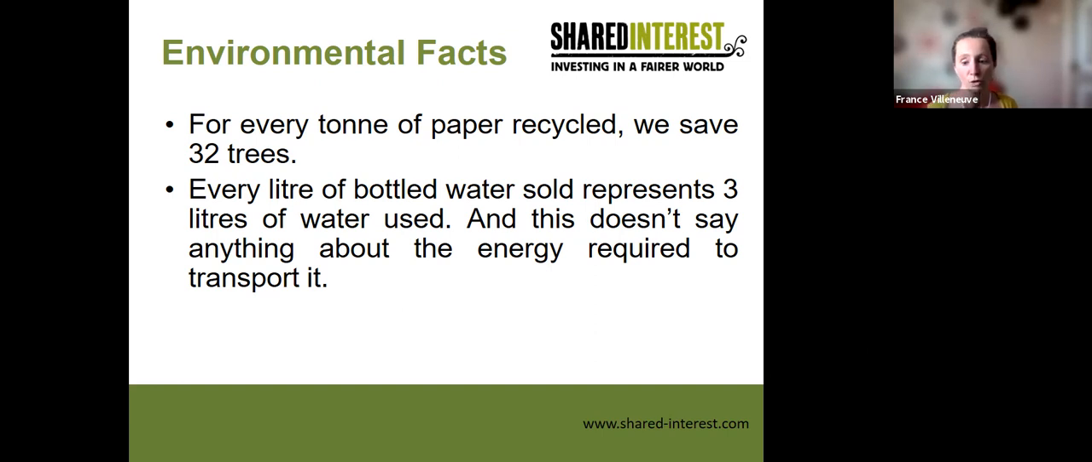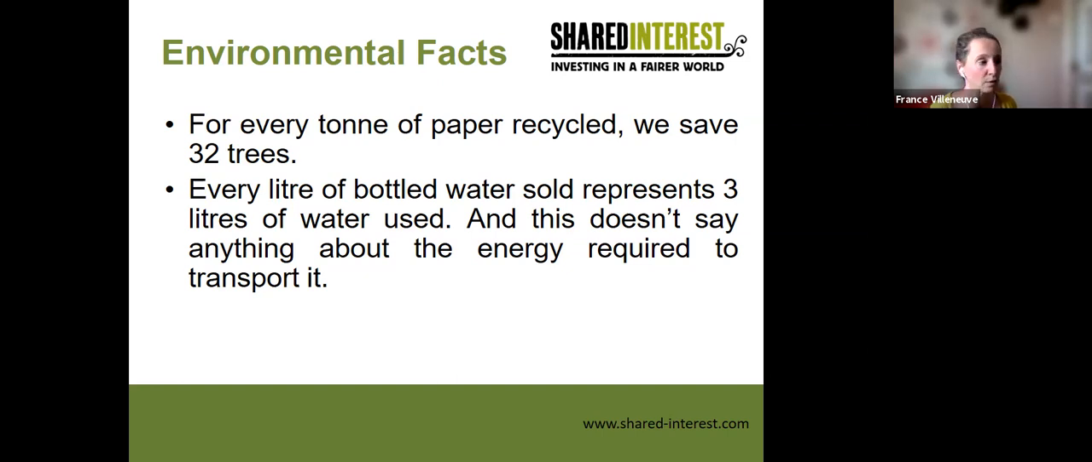So every time you want to print an email, or try to switch to paperless for your bills, understand that those small changes can have a big impact. Every liter of bottled water sold represents 3 liters of water use. And this doesn't say anything about the energy required to transport it. If you buy a water, could you not have used a reusable bottle with you? There are now in the UK quite a lot of places where you can refill water.